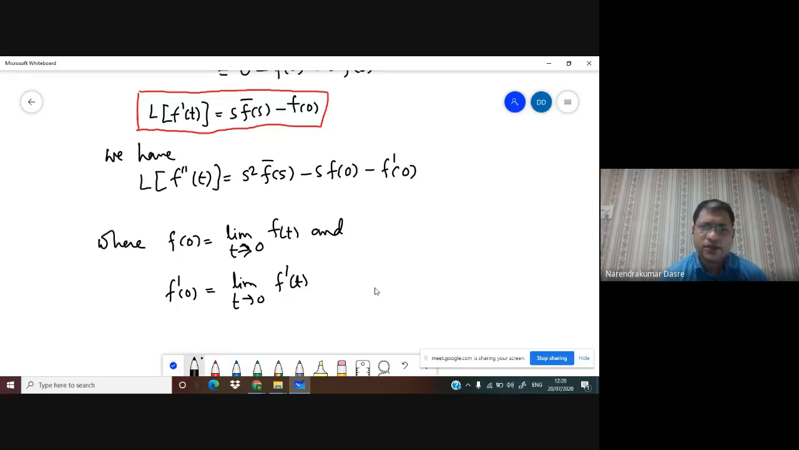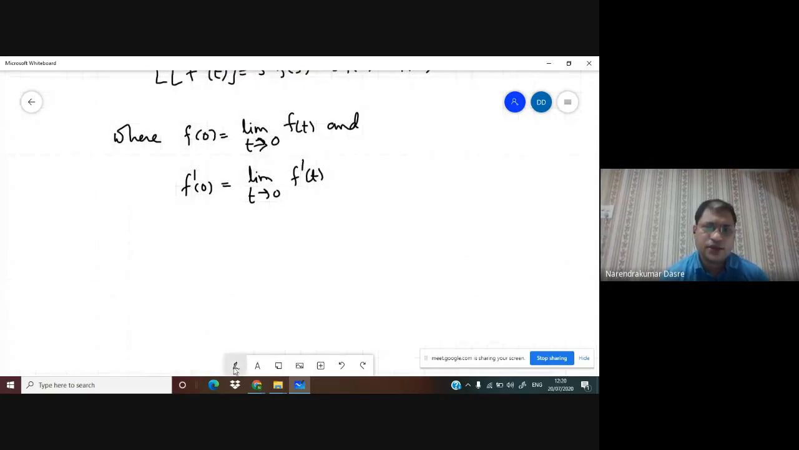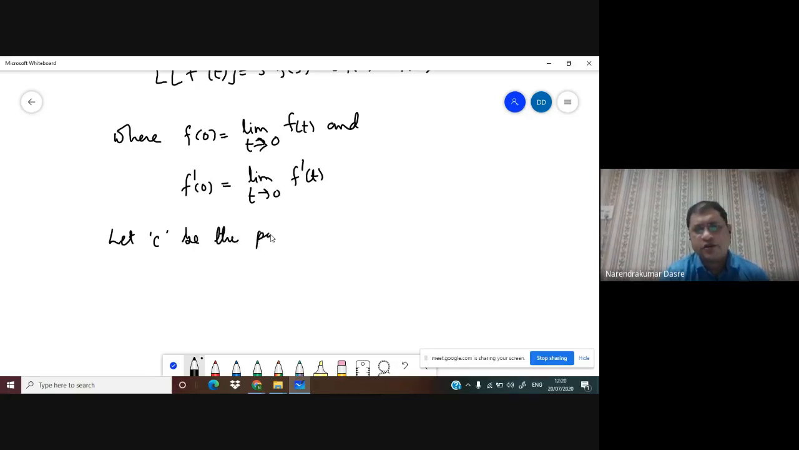There is one more formula that you need to understand. If 0 is not a point of discontinuity, then the above two formulas will work. If there is a point of discontinuity and we want to find the limit at this point, then suppose, let c be the point of discontinuity.